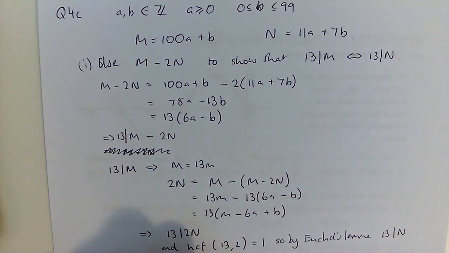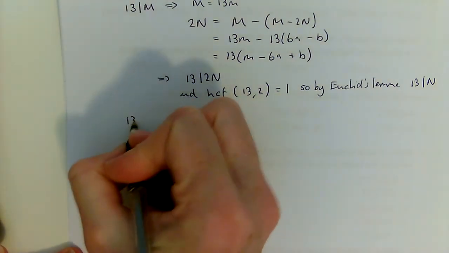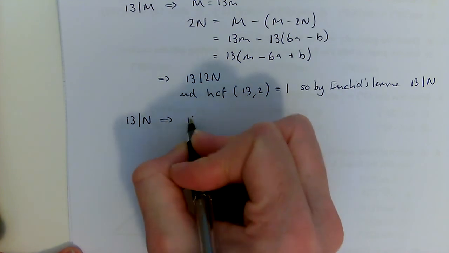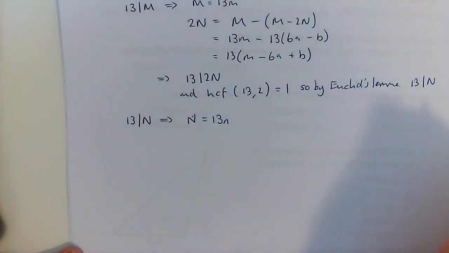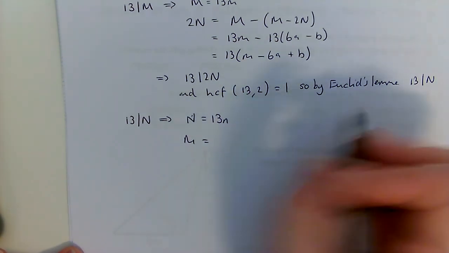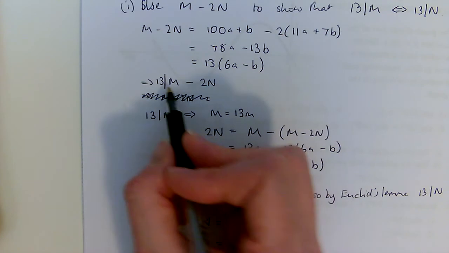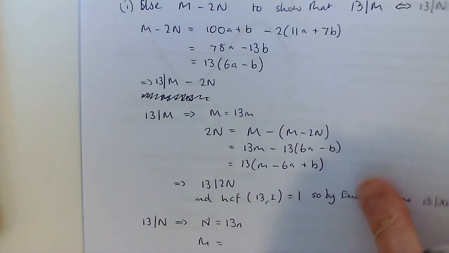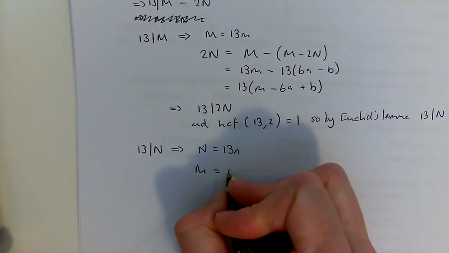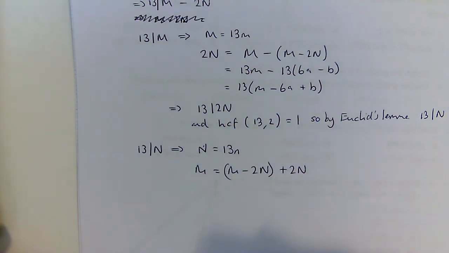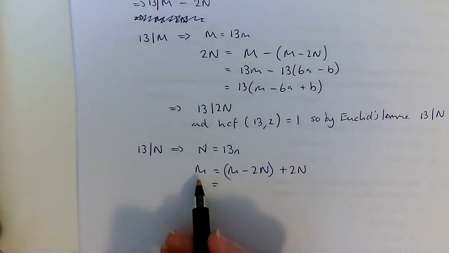Right, now we go the other way. So I'm going to move this a little bit so you can see. So we're going to start with 13 divides into n, and we're going to try and end up with 13 divides into m. So that tells us that n is equal to 13n. Right, now we can write m is equal to, okay, if we have a look at our m minus 2n, well, if we add 2n to that, we're going to end up back at m. So we've got m minus 2n plus 2n. Okay, so that is just kind of circular, gives you back to m.